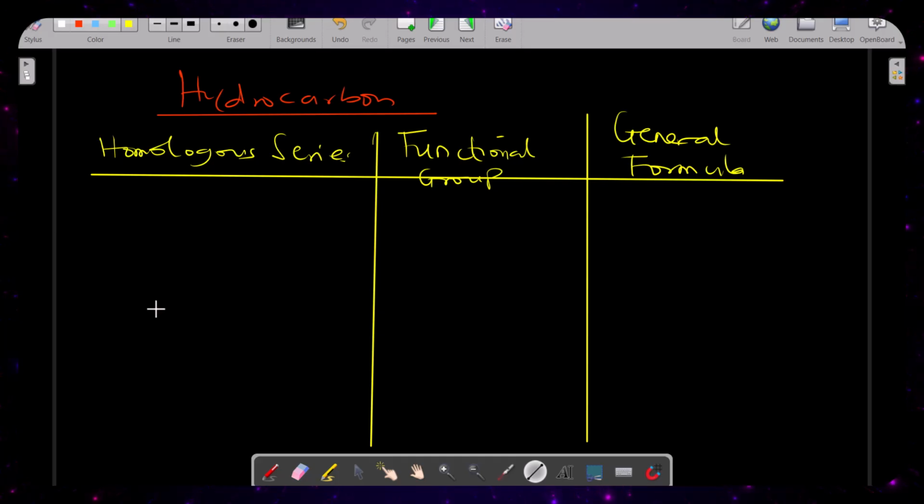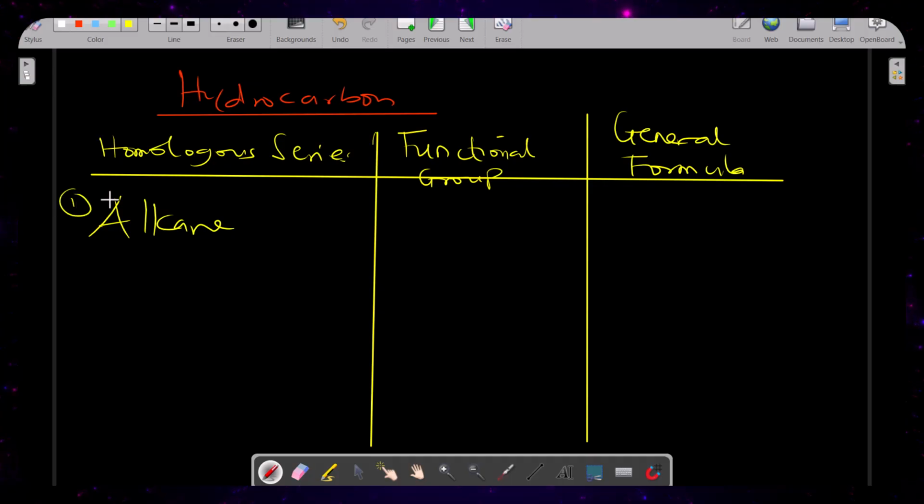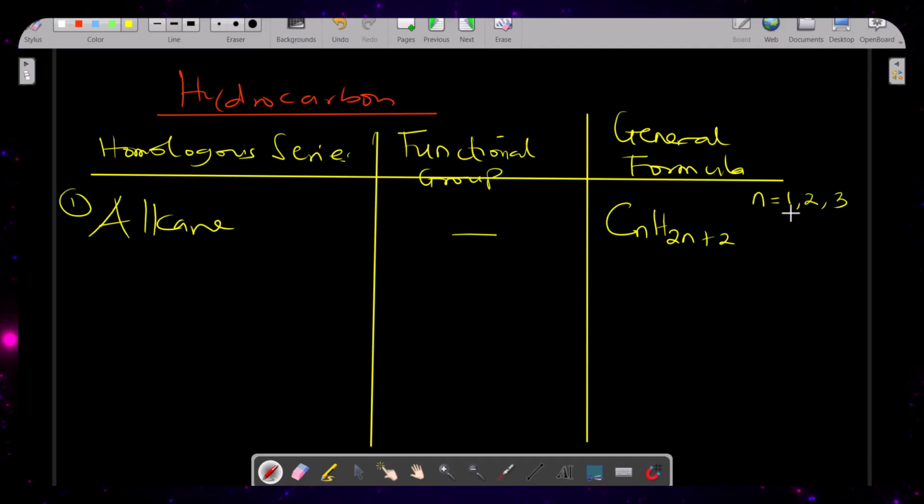Now, the first thing we're going to talk about here is what we call the alkane. Let's look at the first member known as the alkane. Alkane, that's number one. Well, basically, it doesn't have a functional group, but let's use a single bond to represent that. So the general formula for alkane is given as what? CnH2n+2, where this n starts from 1, it can be 2, it can be 3. This n determines the number of carbon atoms we're going to have.